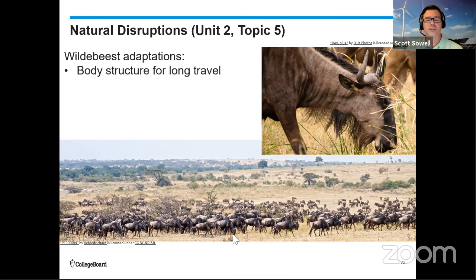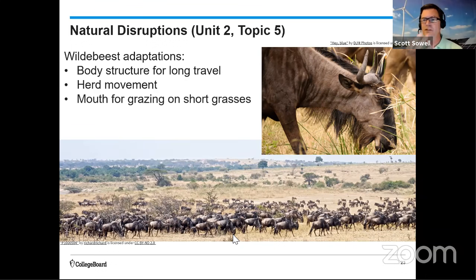So they have a body structure for long travel. Their legs and their musculature really do benefit these long distances they have to travel. Herd movement, they don't do this alone. Safety in numbers, you know, one guy's looking out over here while the other guy's eating. So lots of eyes out for predators. That herd movement is an evolutionary adaptation that's beneficial for these long migrations. They have a particular mouth and lips for grazing on these short grasses that they're following throughout their migration.